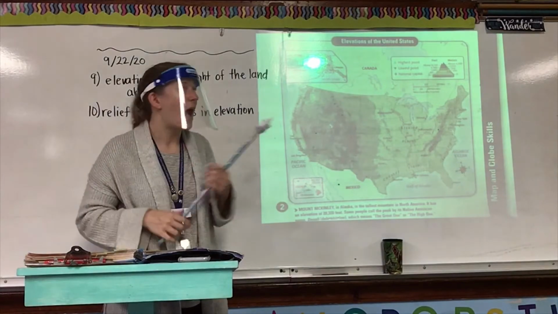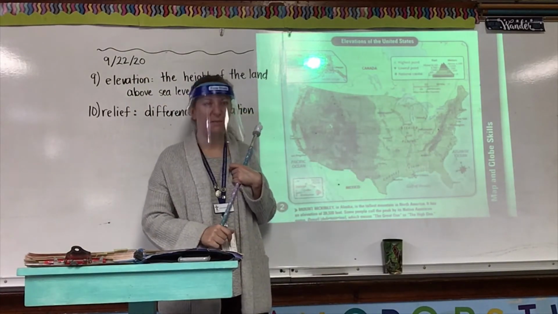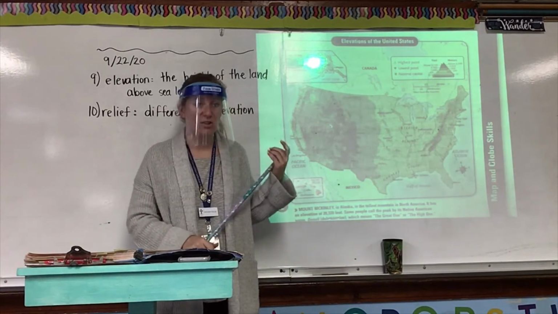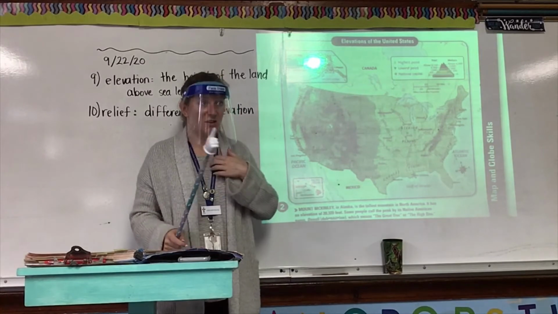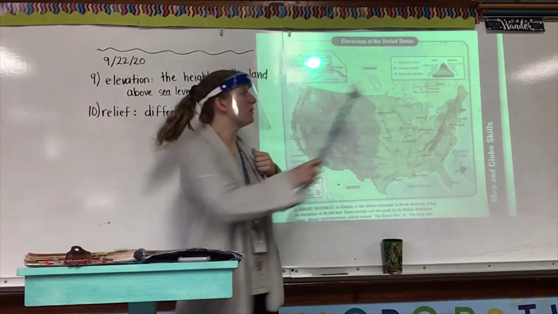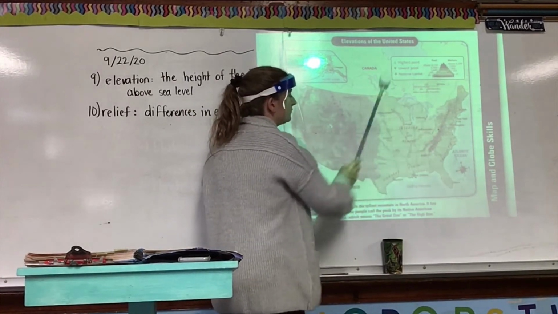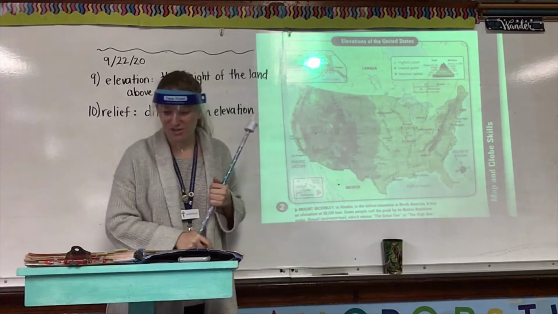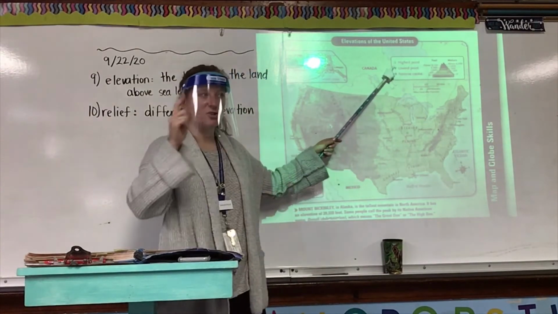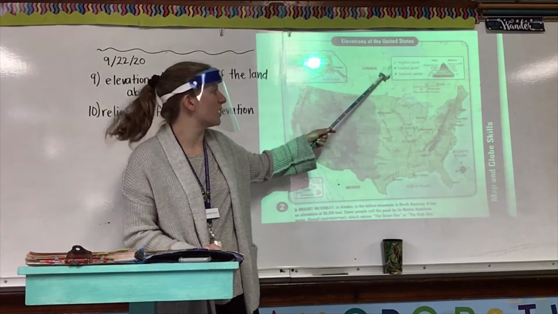A map key. Sometimes it's also called a map legend, but it means the same thing. A map key or a map legend. I will usually say the word key, but if I say the word legend when I'm talking about a map, or you see the word legend, you know that it means the same thing. So here, this map key tells us what these colors mean. It also tells us what symbols mean. The yellow upward triangle means, hey, this is the highest point in the whole country.